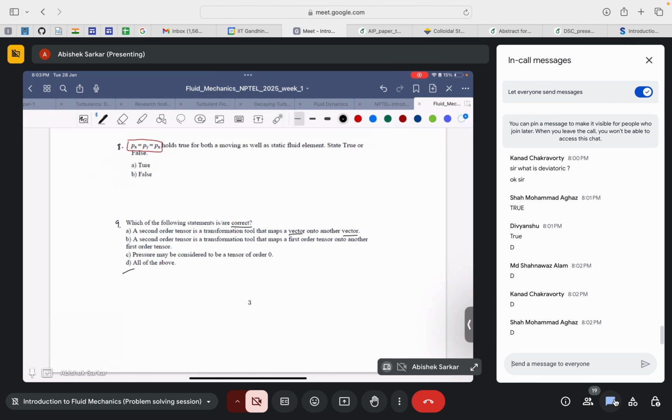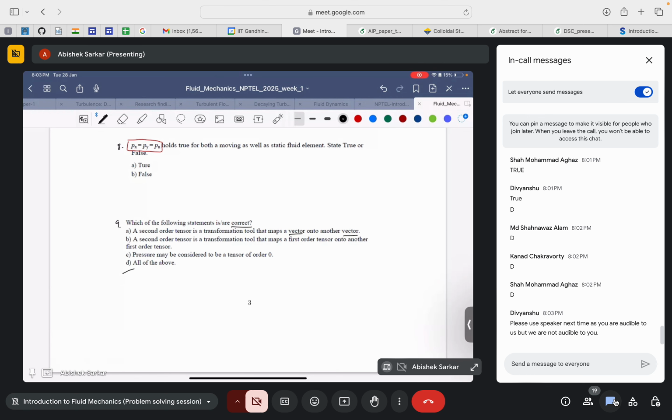I think it's more or less properly understood, but still I will try to find a more robust expression for that. Use the speaker next time. You're audible to us, but we're not audible to you. Okay, I will try to look into that issue. I'm sorry for that. I think there's some issue with my laptop, but I will look into it.